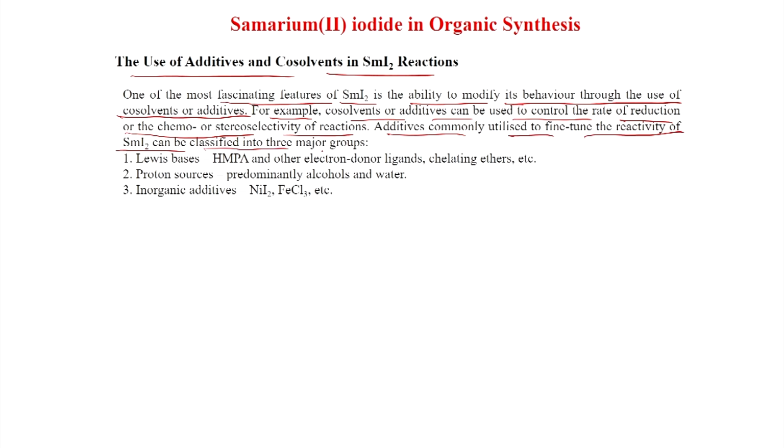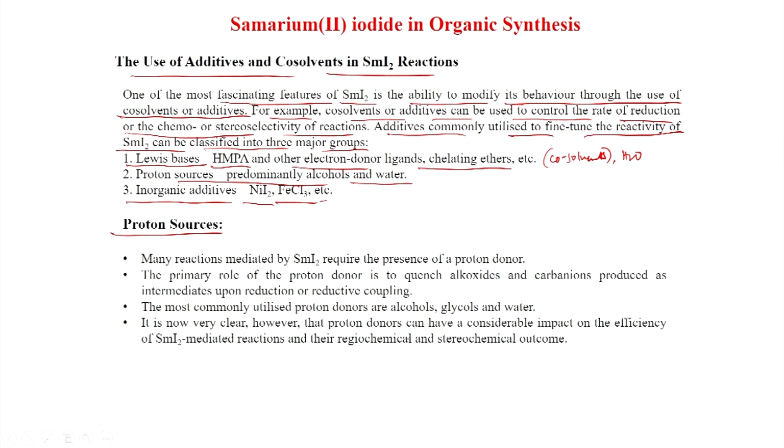It can be classified into 3 major groups. One is the Lewis base, these are actually co-solvents, Lewis basic co-solvents like HMPA and other electron donor ligands, chelating ethers, also water. Proton source, here it is predominantly alcohol and water, and inorganic additives, nickel iodide, ferric chloride, etc. So, proton source we will first discuss. Many reactions mediated by samarium iodide require the presence of a proton donor.